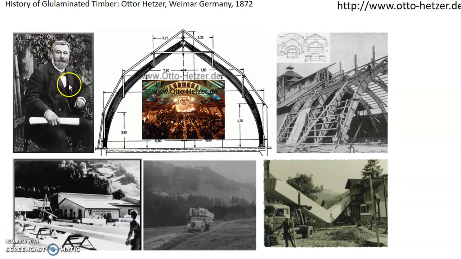This particular person, Mr. Otto Hexer from Germany, was the one that pioneered the use of glue-laminated timber way back in 1872. So over the years, he popularized the use of glue-laminated timber, and in Europe and other countries, there have been a lot of use of glue-laminated timber over the years. And some of the structures that he constructed are still standing in Germany currently. So that shows you that timber is also a fairly durable material, just like concrete and structural steel.